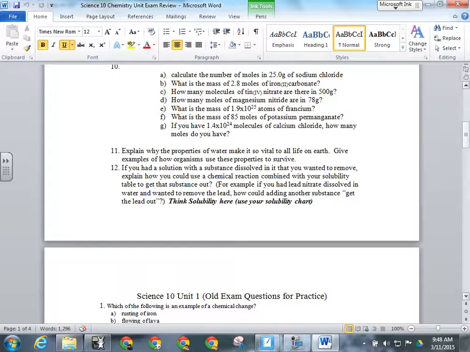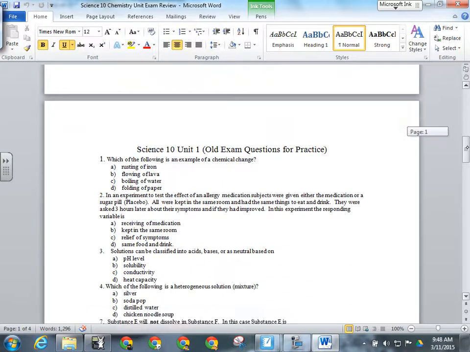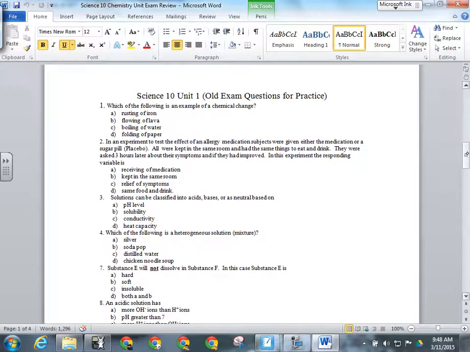Number 12 used to be an exam question. You have a solution with a substance dissolved in it that you want to remove. Explain how you could use a chemical reaction combined with your solubility chart to get the substance out. So you can think about it there. And then after that, there's some old multiple choice questions.